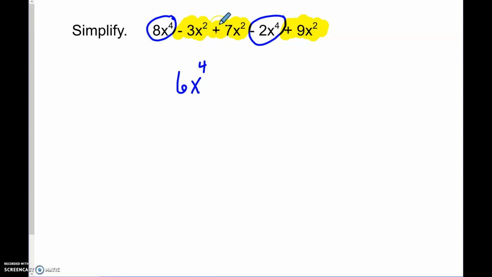All right, so negative 3 plus 7 is 4 plus 9. So we have a plus 13x squared. Let me just double check that. Negative 3 plus 7 is 4, and 4 plus 9 is 13x squared.